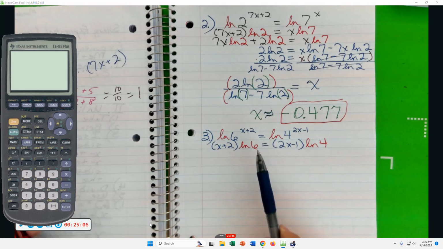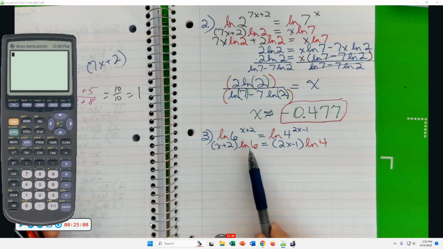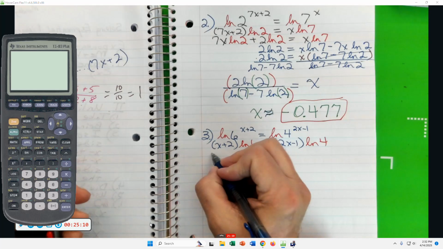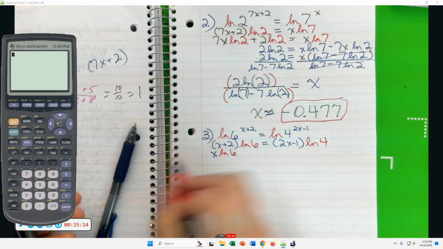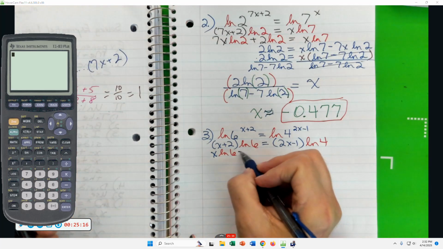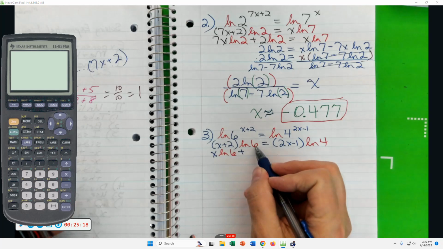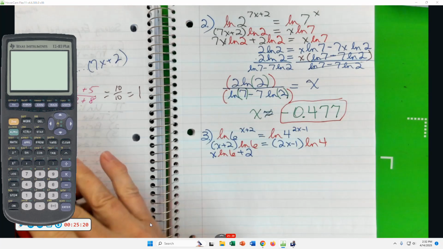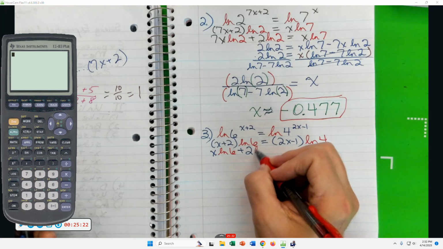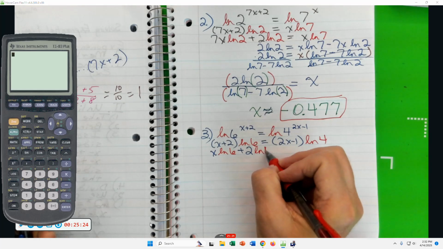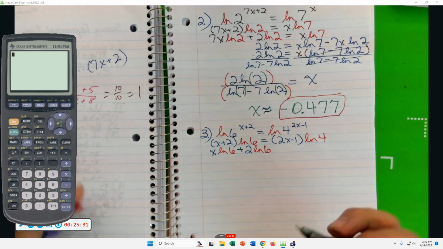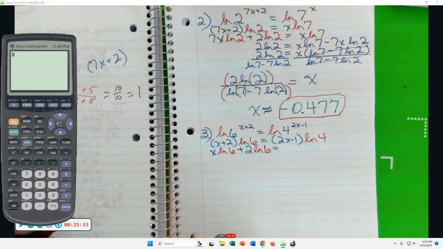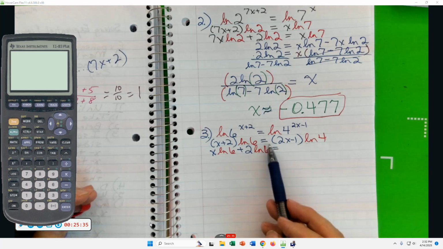Now we have to distribute. x times ln 6 is x ln 6. Don't get creative. There's nothing creative about this. 2 times ln 6 is just 2 times ln 6. It's not an ln 12. I guess you could move the 2 up and make it ln 36, but why would you want a bigger argument? Equals, you call out what I'm going to have on the right.